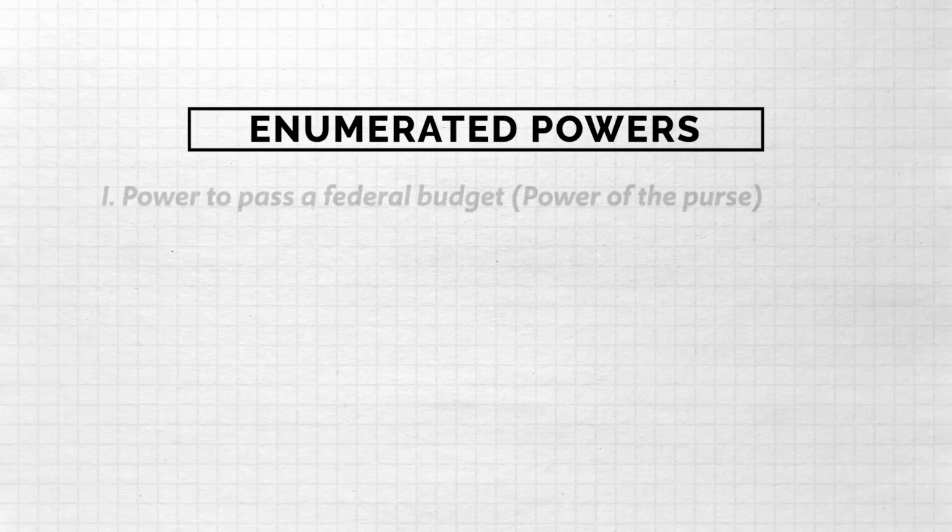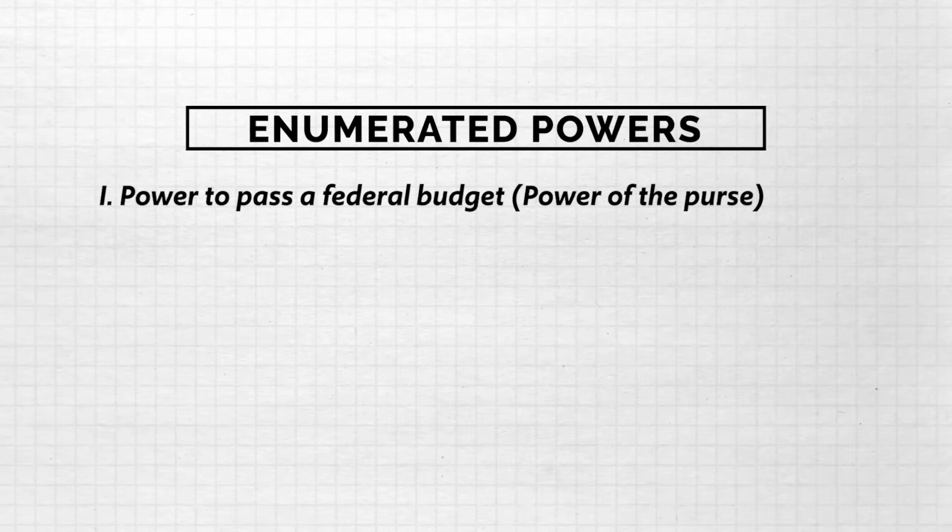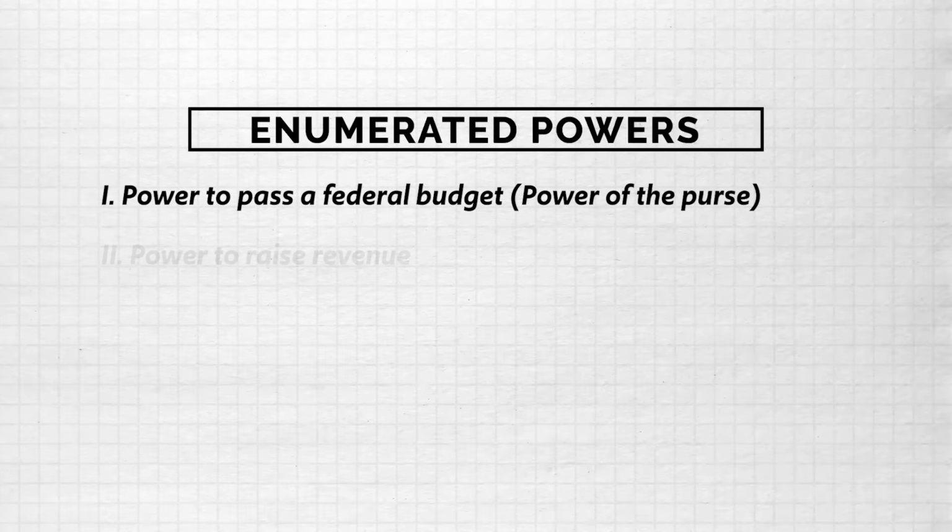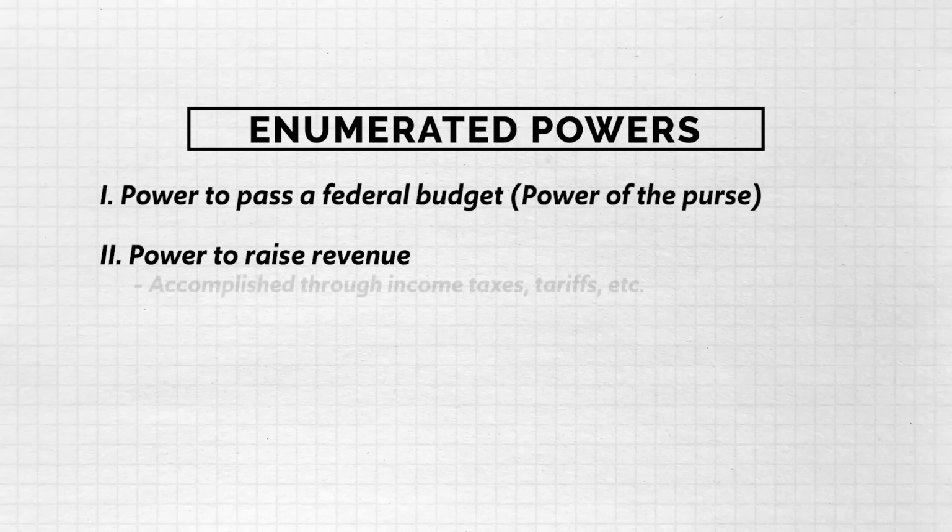And there are 5 of these enumerated powers that the AP overlords notes want you to know. First, Congress has the power to pass a federal budget. Sometimes you'll hear this referred to as the power of the purse. Passing the federal budget, as you can imagine, is an incredibly complex process which can often take months of negotiation to settle. Second, Congress has the power to raise revenue, which is accomplished through taxation in various forms.